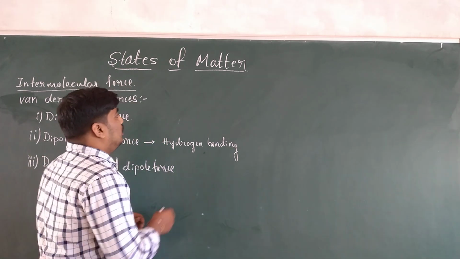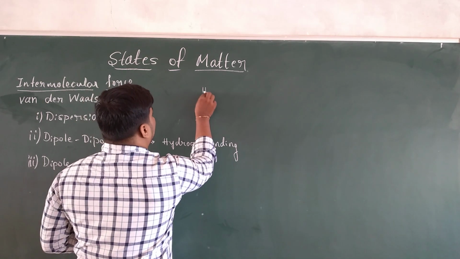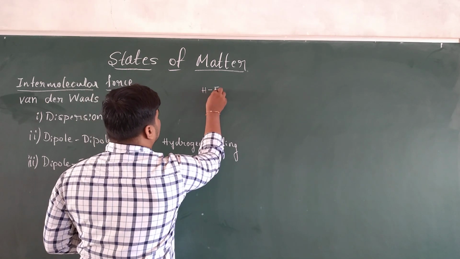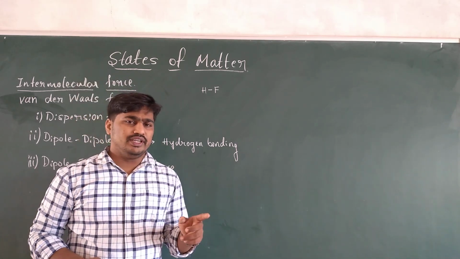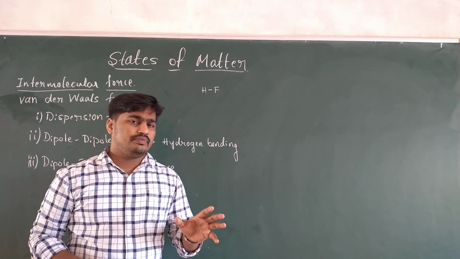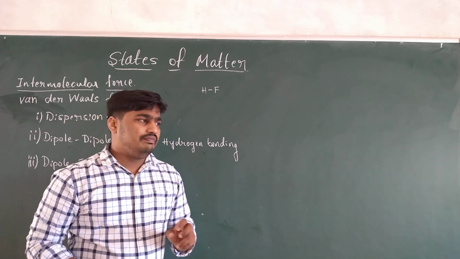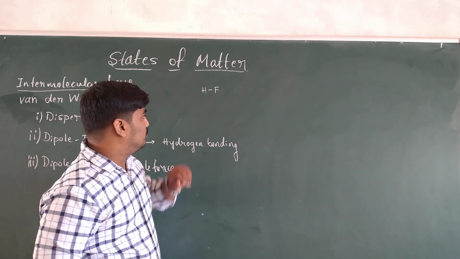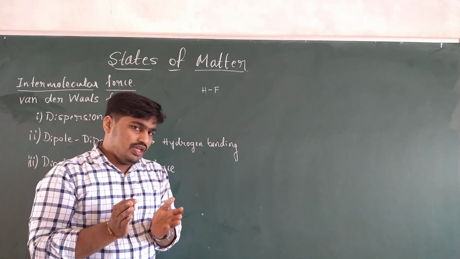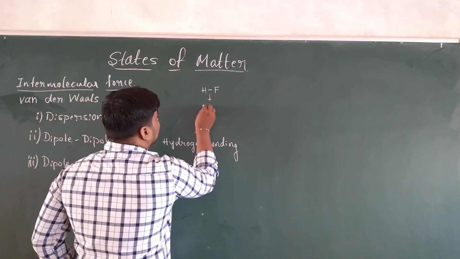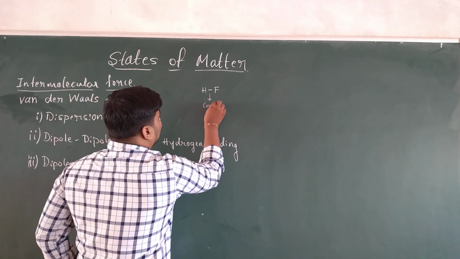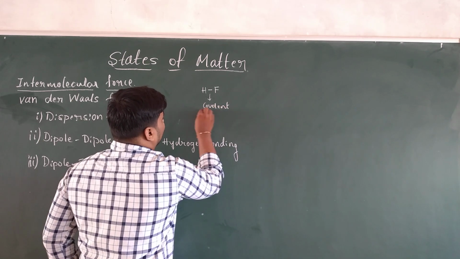Okay, I will consider one example, hydrogen fluoride. Dear students, in between the hydrogen and fluorine, what type of force is there? In between these two atoms, fluorine and hydrogen, there is a covalent bond. Okay, this force of attraction is converted into a covalent bond.